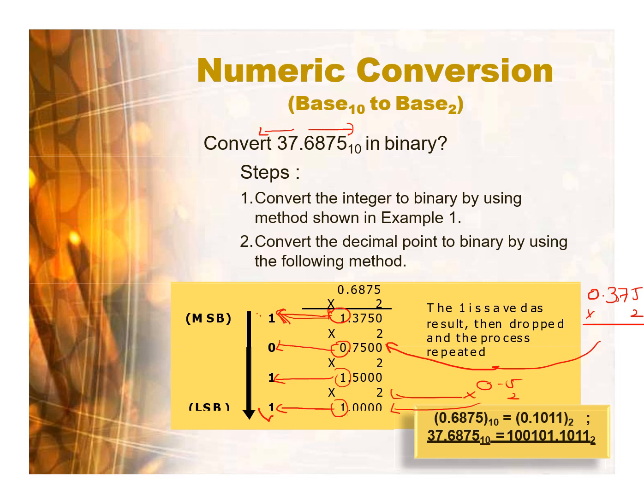Kalau yang before floating, kalau kita bahagi, kita tulis jawapan dia from the bottom to top. Tapi untuk yang ini, nombor selepas titik perpuluhan, your answer should be from the top to bottom, which is 1, 0, 1, 1.